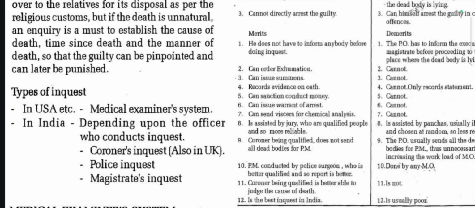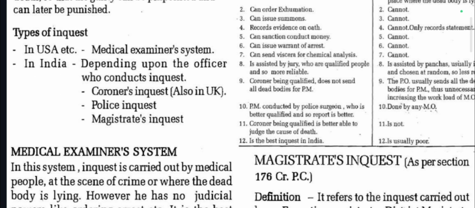What are the types of inquest in USA and in India? In USA, they practice the medical examiner system. In India, depending upon the officer who conducts the inquest, there are coroner's inquest, police inquest, and magistrate's inquest. But coroner's inquest is now stopped. We just have police inquest and magistrate's inquest. So starting, we'll learn about USA first.